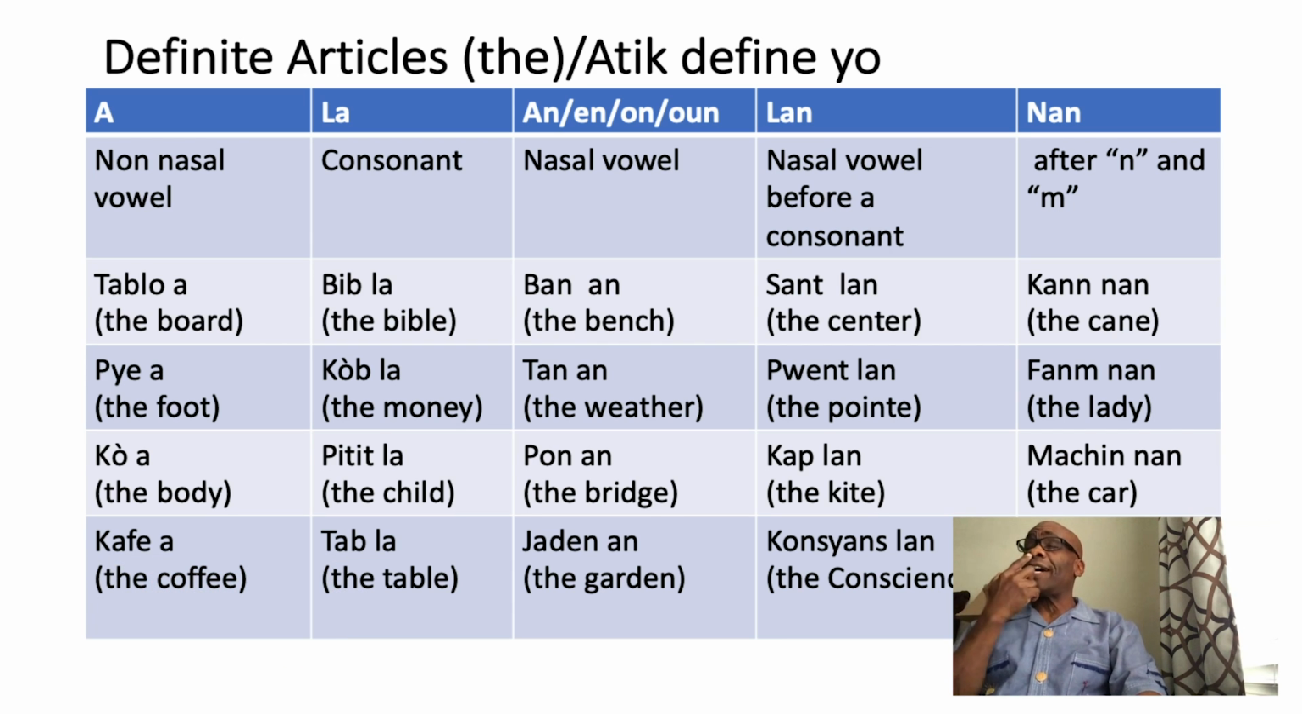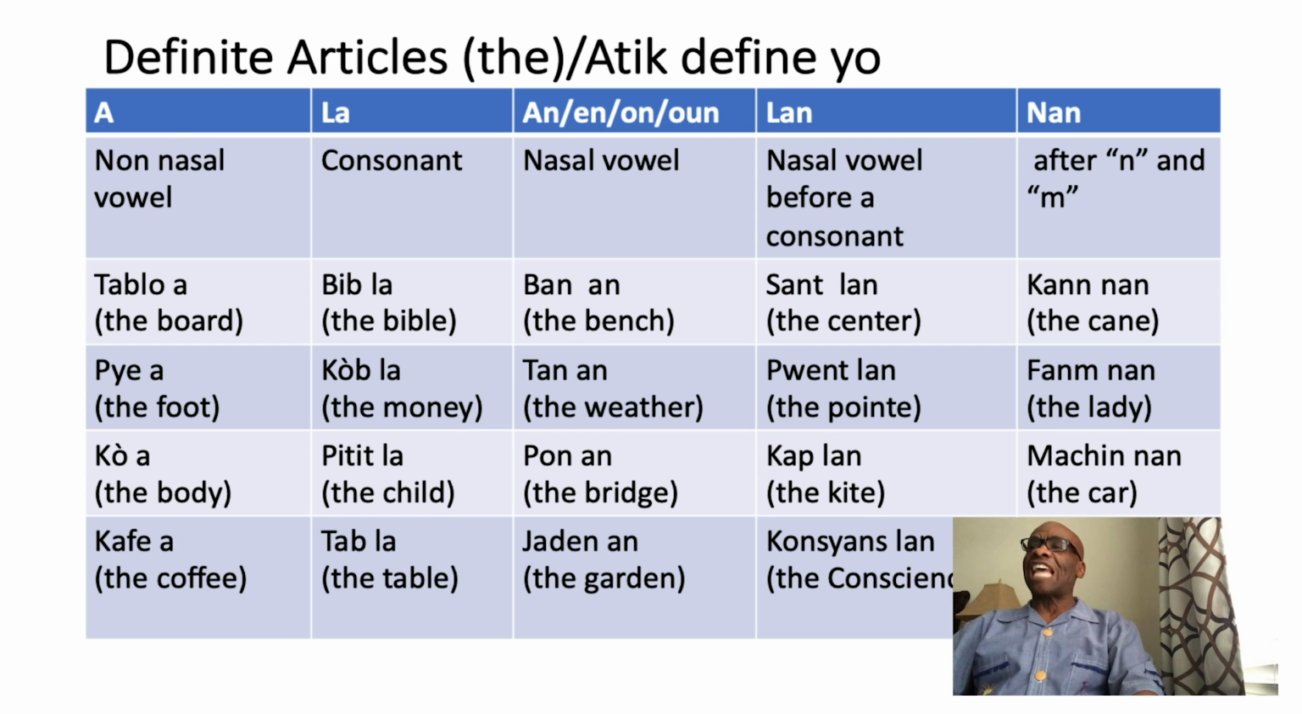You've seen this table before. The first four columns that we covered, I'm going to go quickly over them and then cover the last column. The definite article "a", the in English, is used after a non-nasal vowel. A non-nasal vowel is a vowel where, when you say it, no air comes out of your nose. Like tableau a, the board, pied a, the foot, corps a, the body, café a, the coffee.